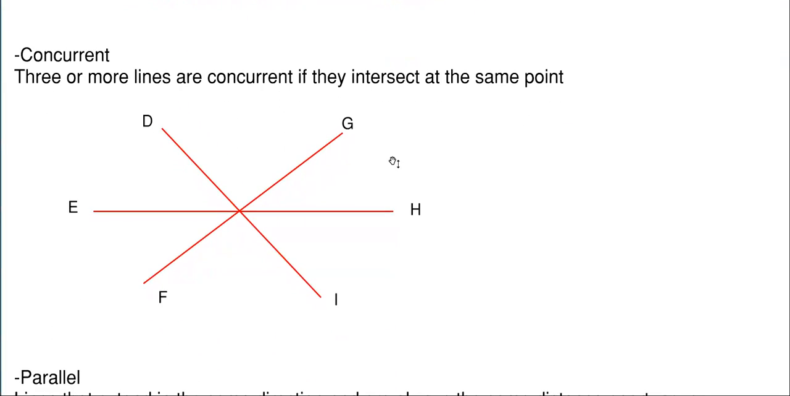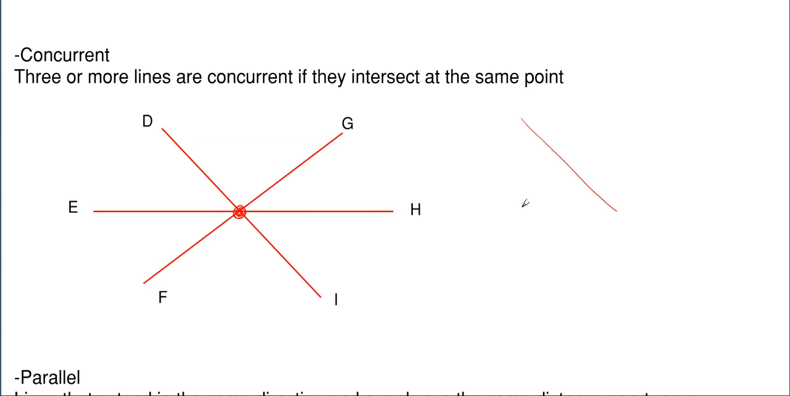Concurrent, or some people say concurrent. Either way, once again, just depends upon how you pronounce things. So this is when we have 3 or more lines that intersect at the same point. So we have 3 lines here of DI, EH, and FG, and they're all intersecting here at the center point. These 3 lines are considered to be concurrent since they are all smacking in at the same point.